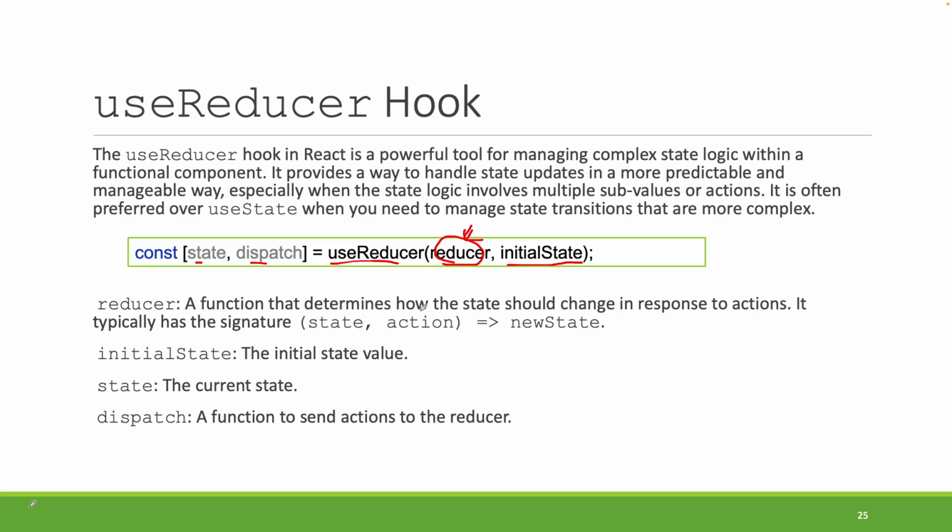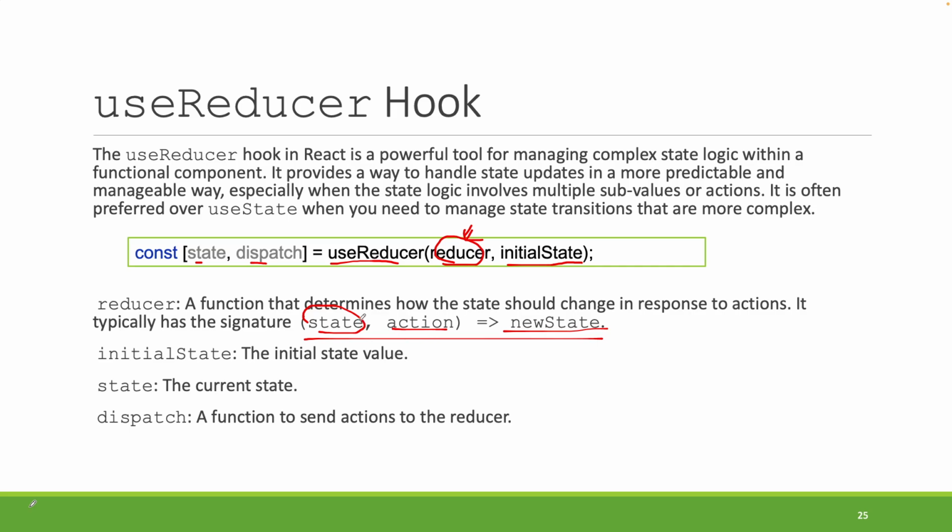The reducer is a function that determines how the state should be changed in response to an action, which is you tell me what kind of thing you want to do, and give me the current state, and I will give you a new state. So the reducer function typically has this syntax. You give me the current state, you give me the action. What do you want to do? I will generate a new state. And the reducer is a pure function.